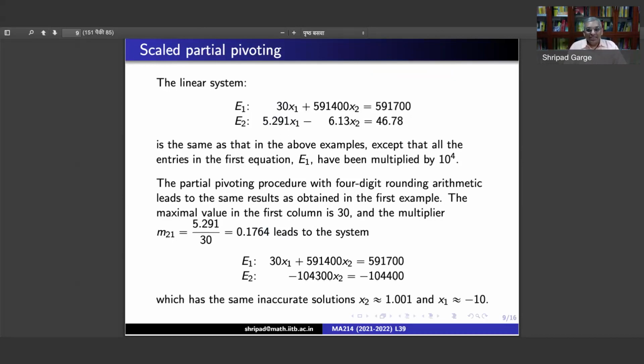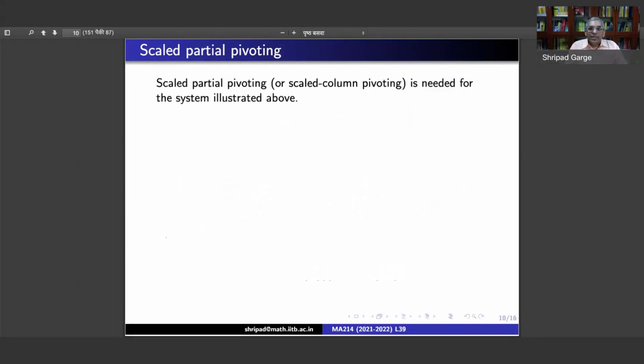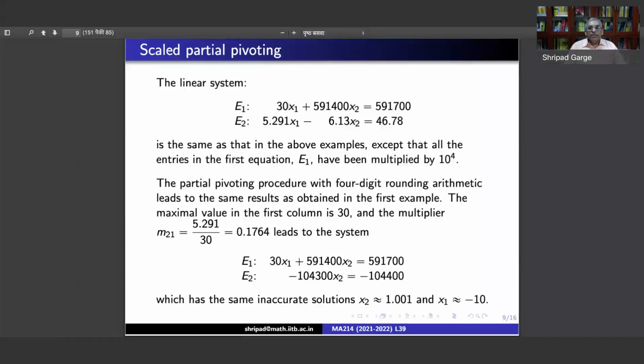That's a very bad thing that has happened. So what we really need is scaled partial pivoting. What does it mean? The point is that although this 30 is bigger than this, what we should look at is how big 30 is compared to the remaining entries in the same row. That's what we have to look at. It's not enough to look at the maximum one in the column. We have to look at how this element behaves compared to the other entries in the same row. That is what is called scaled partial pivoting.